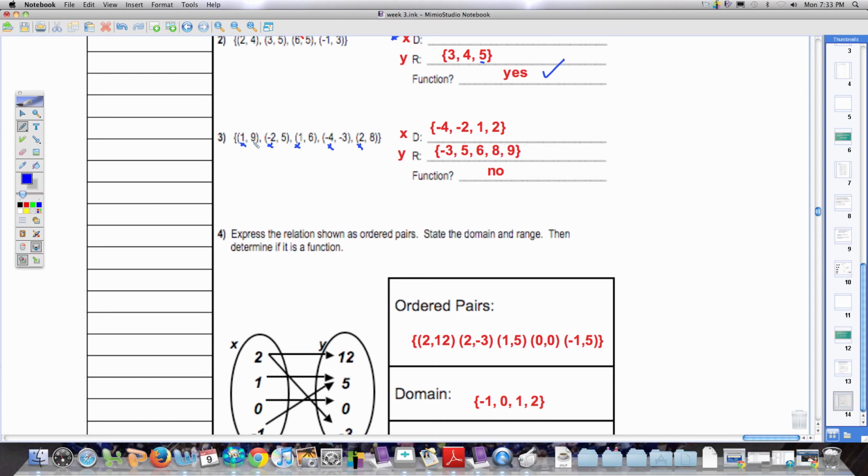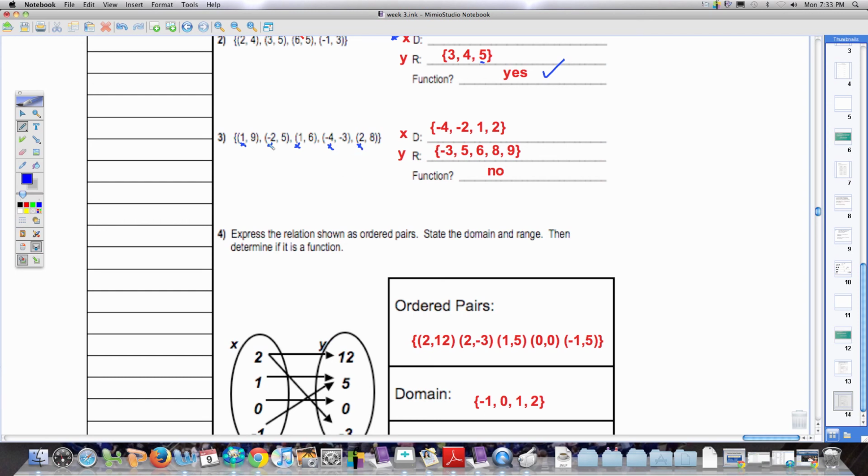Again, domain is your x coordinate. Range is your y. Now looking at the y coordinates, you've got 9, 5, 6, -3, and 8. I like to put it least to greatest, so I've got -3, and then 5, 6, 8, and 9. So again, range right there. Fill it in. Put it in your brackets, least to greatest or greatest to least.